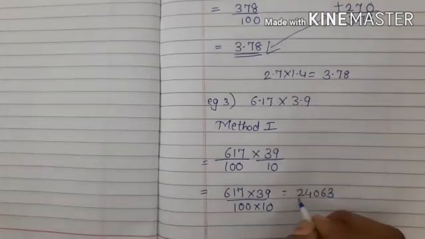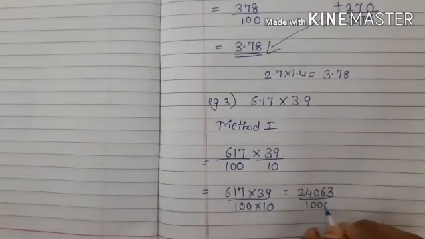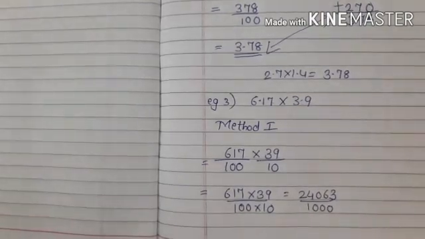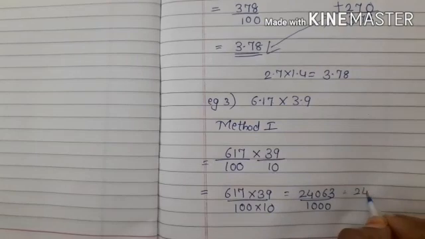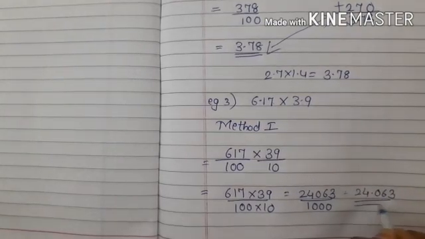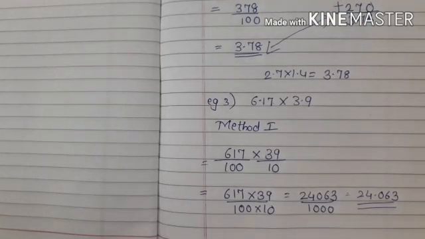It is 24,063. Now upon it is 1000. Now 1000 means after 3 place you have to put decimal point. So 1, 2, 3. So before 0. So 24.063 will be your answer. Okay children, hope you all have understood.